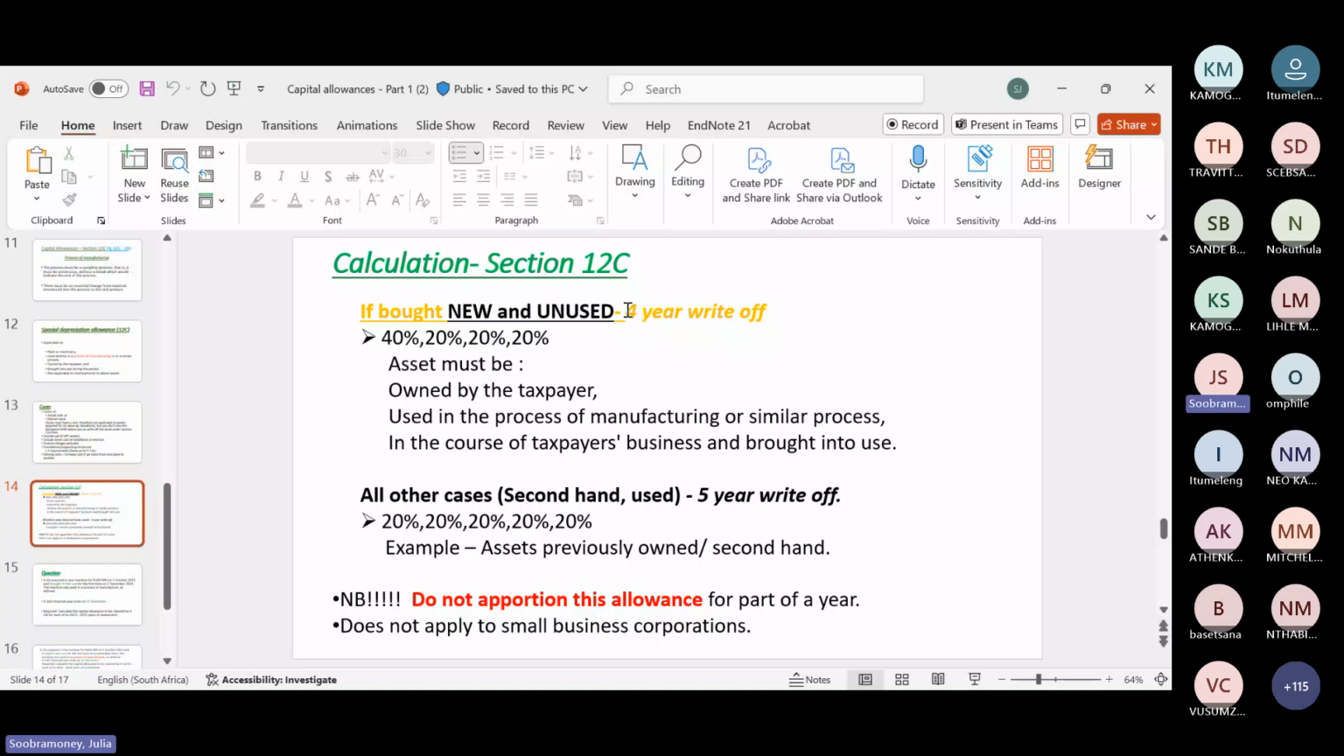Okay, so in a question, you need to identify, am I going to use the 4-year or 5-year write-off period? How do you know that? You need to ask yourself, is it a new asset? Is it unused? Or is it a second-hand asset? Very, very important. We do not apportion this allowance. So even if you use that asset for 1 day in that year of assessment, you will still get the full 40% or the full 20%. You don't ever apportion the allowance, okay?